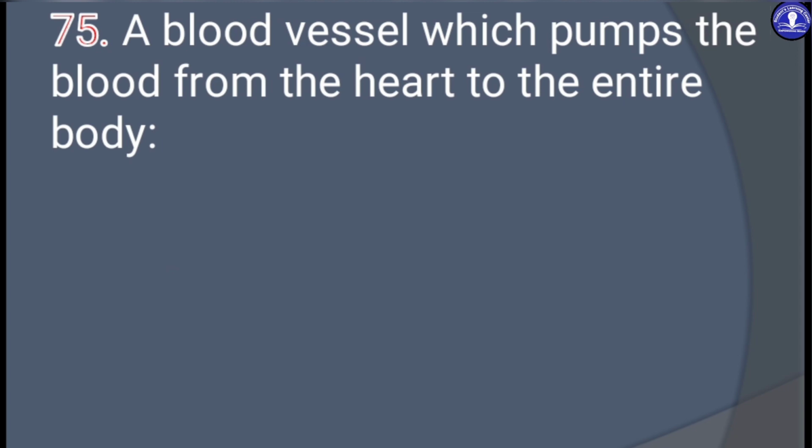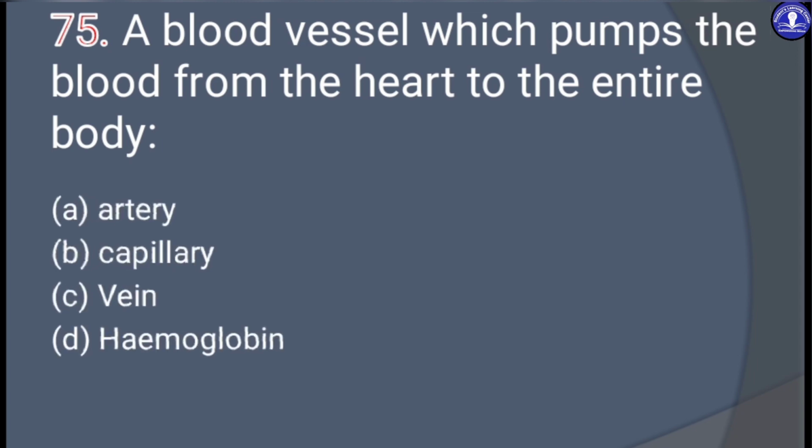A blood vessel which pumps the blood from the heart to the entire body. The options are artery, capillary, vein, hemoglobin. The answer is artery. Capillary is the smallest blood vessel in the body. They carry blood between the arterioles and venules. Similarly, veins are blood vessels which carry blood from all parts of our body to our heart. Hemoglobin we had discussed in our previous video. So let's see the next question.